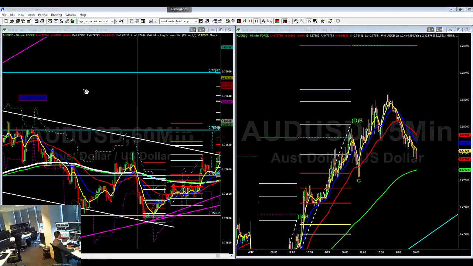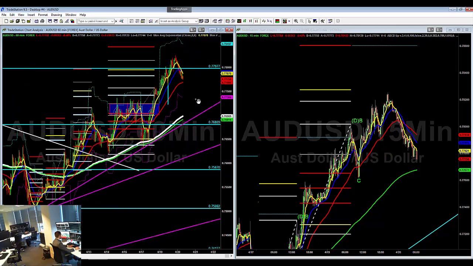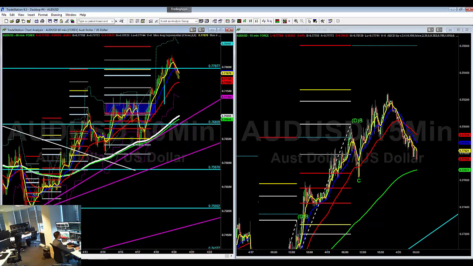First target hit, so you've still got to be looking for the long side. Nice breakout in Aussie, and we could now see this rally. So that's what I'm going to be looking for. Good areas to get into that on the top side.